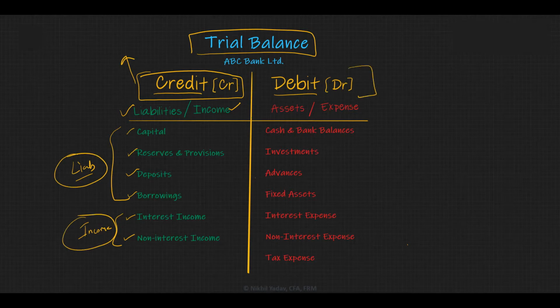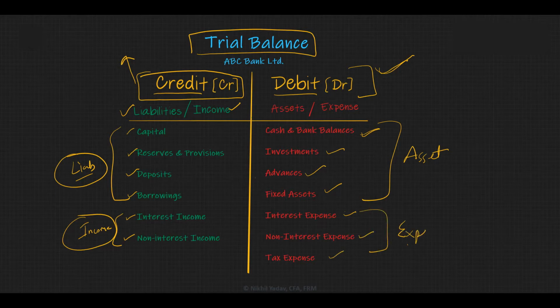Whereas when you look at the debit side, which is the right side, you will see accounts such as cash, the bank balances, investments, advances, fixed assets. These are all the asset accounts. And then you will see accounts such as interest expense, non-interest expense, tax expense. These are all the kind of expense GLs or the expense accounts.